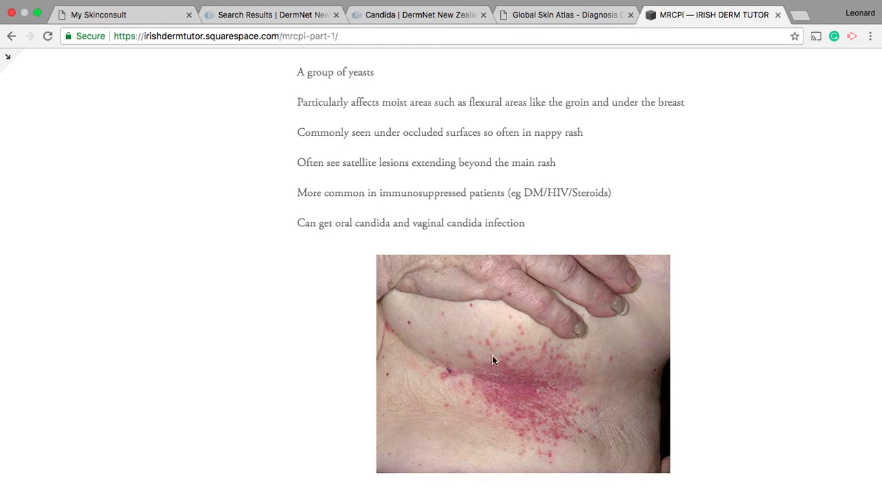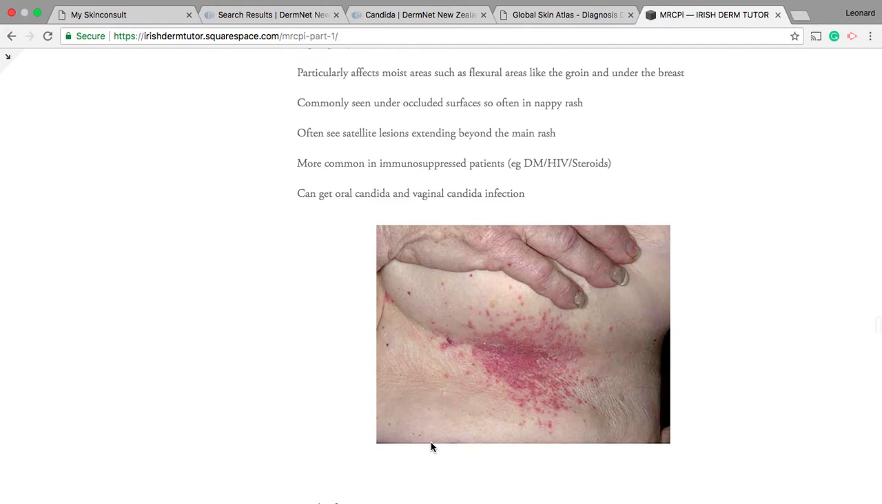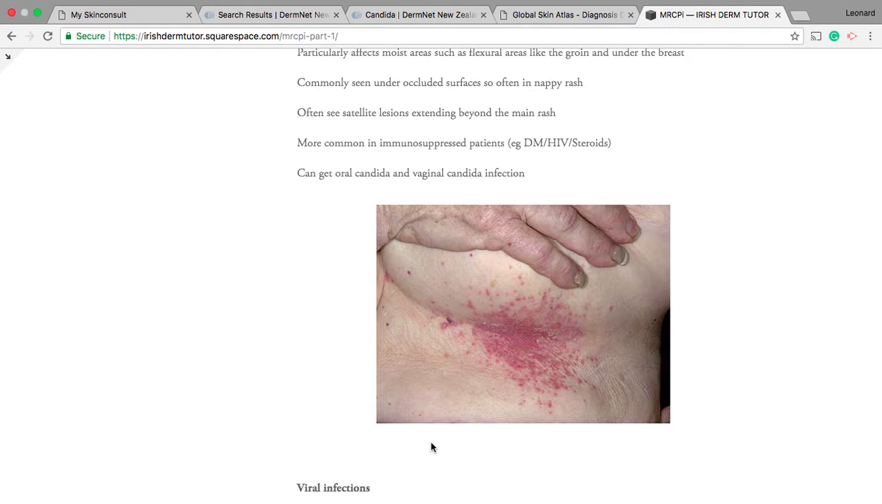The classic sign of it is you get these satellite lesions which extend beyond the main rash itself, and this tends to be much more commonly seen in immunosuppressed patients, so people with diabetes, HIV, steroids, etc. And you can also get an oral candida, and you can get vaginal candida or thrush. Basically, you can usually treat this with topical antifungals.